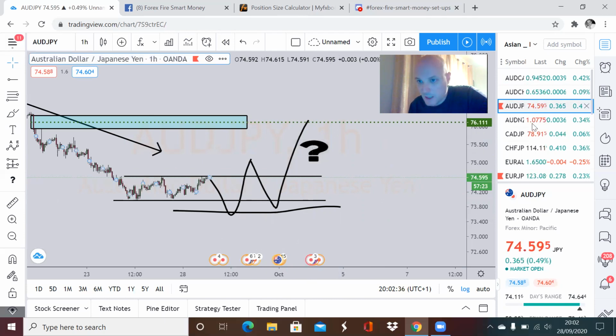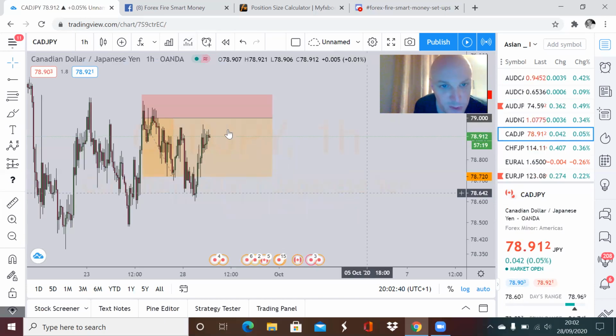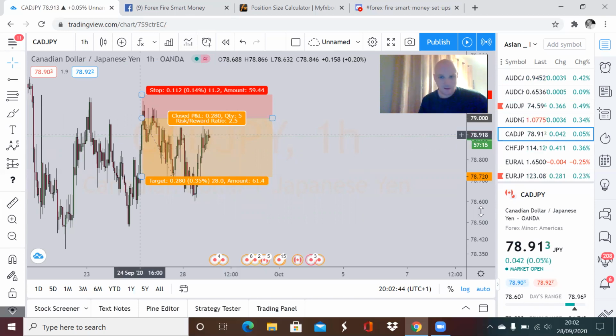Right. Let's have a look at CAD-JPY. We'll just go over a couple. This was one off the other week. This played out. This is one that I done. It was a 1 to 2.5.